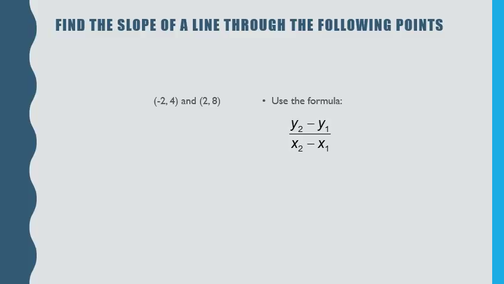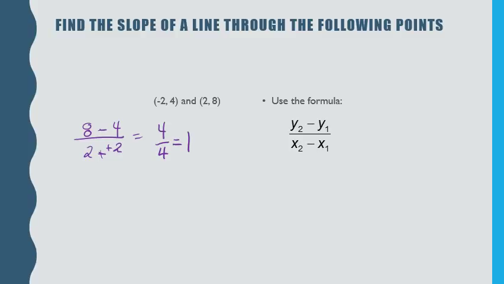Now we can also use the formula, y2 minus y1 over x2 minus x1. If it helps, draw these over them just to help you. So y2 we say is 8 minus y1, which is 4, over 2 minus -2. If I do that math, 8 minus 4 is 4, and 2 plus 2 is 4, so my slope is 1.